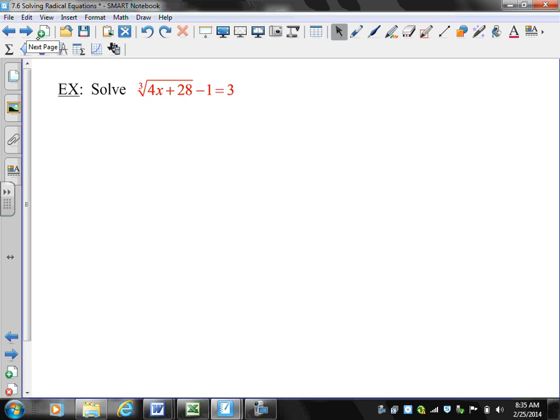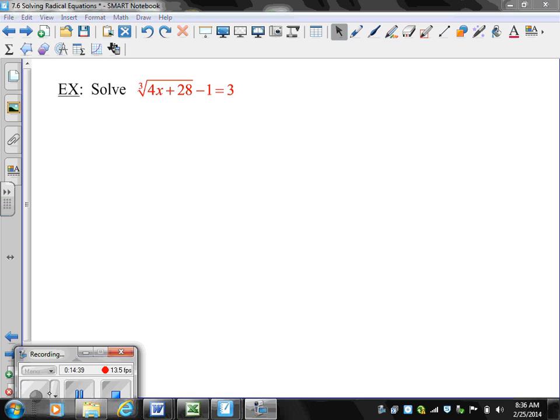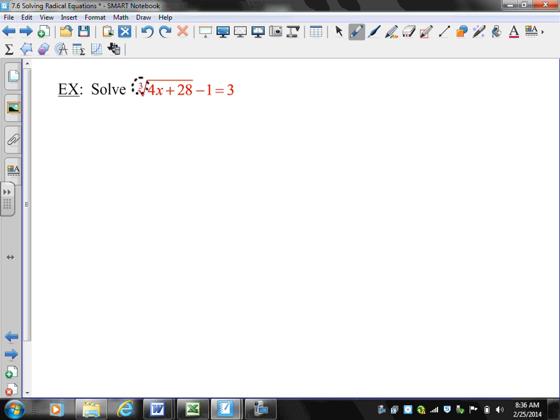Okay, so one more here. So, a slightly different problem. Not too different, but slightly different. In fact, this is a lot like the one that we started off with, but there's a little more going on inside the cube root here. So again, I have a radical. It's a cube root, but I do have a radical. So I'm going to isolate it.